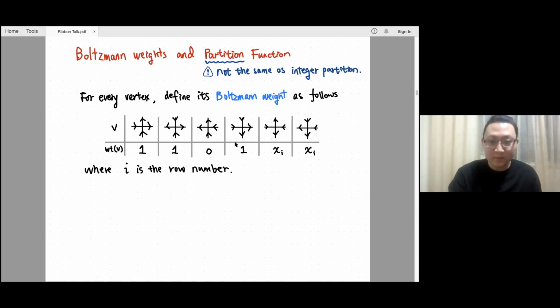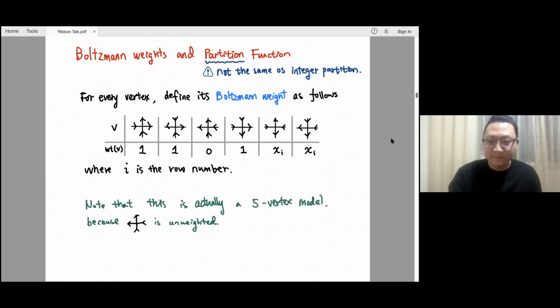Notice that basically we put a non-trivial weight x_i whenever there is a left arrow coming from the right. So here's a left arrow, here's a left arrow. So really these weights are counting how many left arrows there are in a row of the lattice, and I'll explain it later. And this is actually a 5 vertex model because we're not allowing one of the configurations.